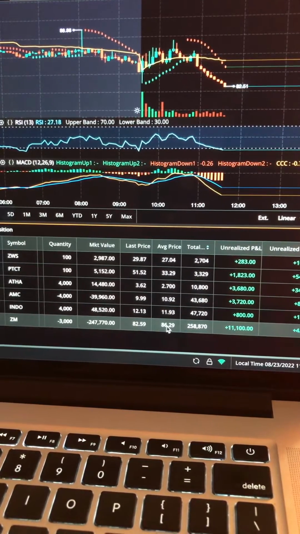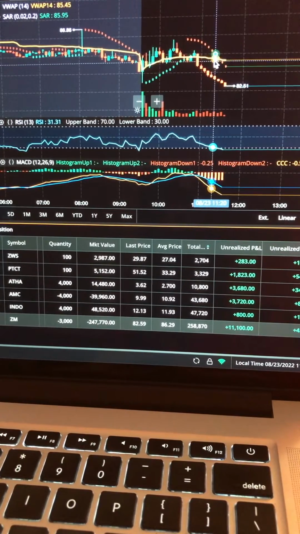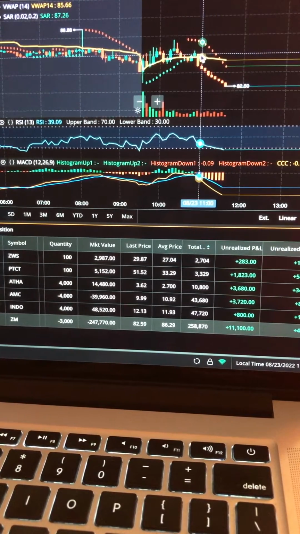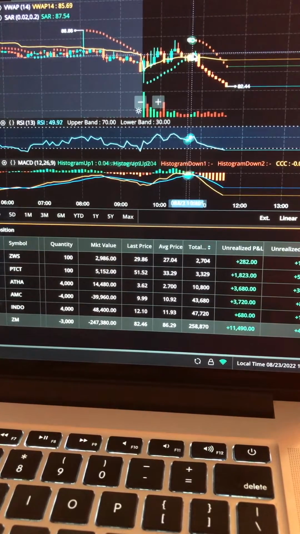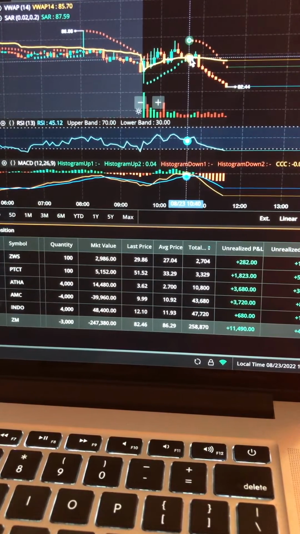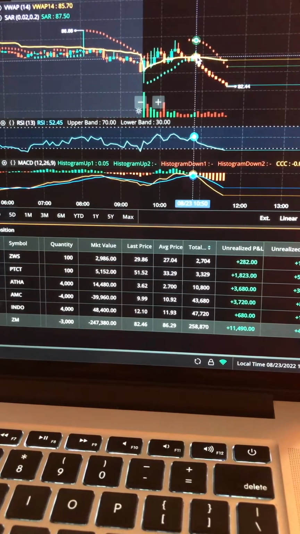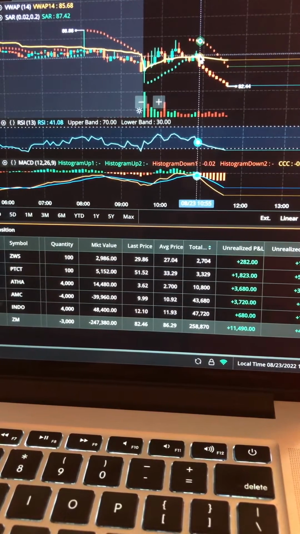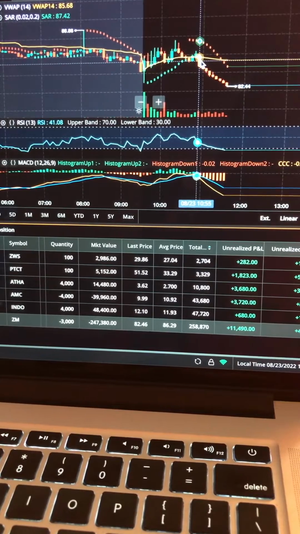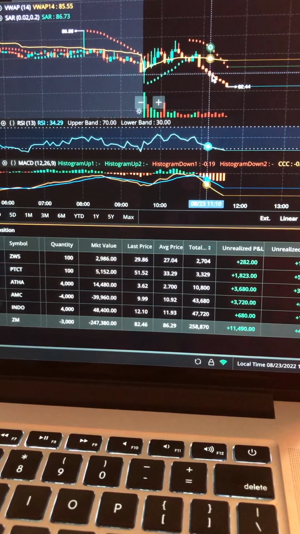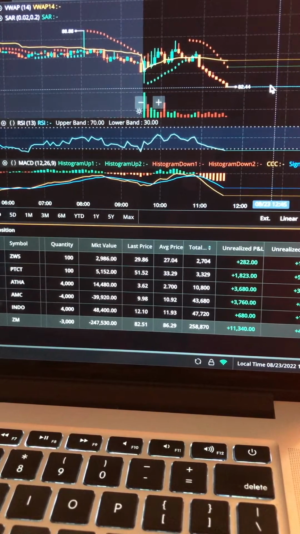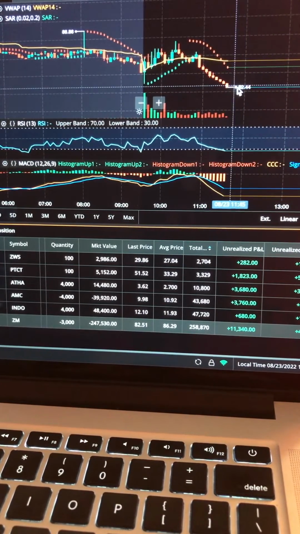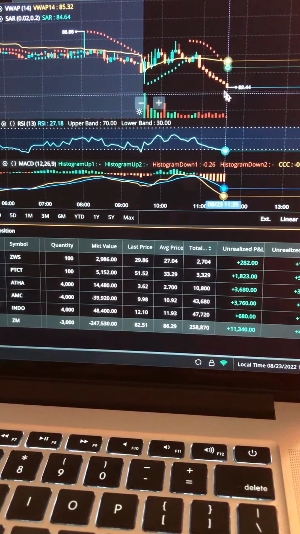Okay, there you go, 86.30 right here on ZM, ladies and gentlemen. 86.30, okay, breaking down through the VWAP. Tried to use the VWAP as support and go back up again, but couldn't make it. And now we're selling off on ZM. Broke 83, now looking for 82.50 to break. And that's how I'm trading ZM to the downside.